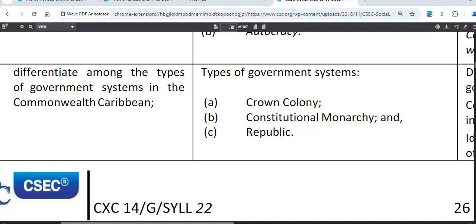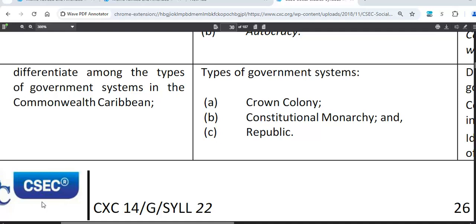The monarch was still represented by a governor general. However, the governor general had limited powers, and the real power was with the people and the members that the people elected to represent them in parliament.